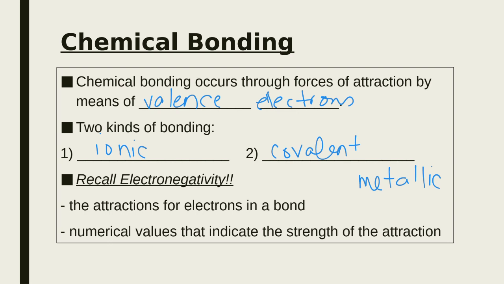And one of the trends in the periodic table that we talked about was electronegativity, and we have to recall that. That is going to be important, particularly in covalent bonding. So just a reminder that that term refers to the attractions for electrons in a bond, and they are numerical values that you'll find on the periodic table. The higher the value, the more attractive that element is for electrons, so it will grab electrons closer to itself. The lower the value, it means that there's not a lot of attraction for electrons and they get taken away from that element.